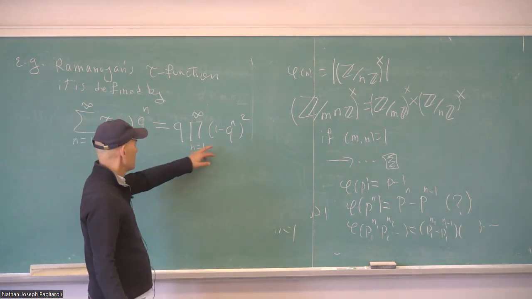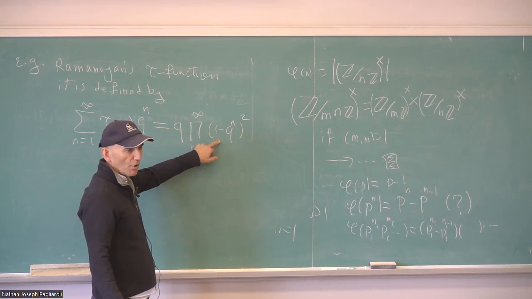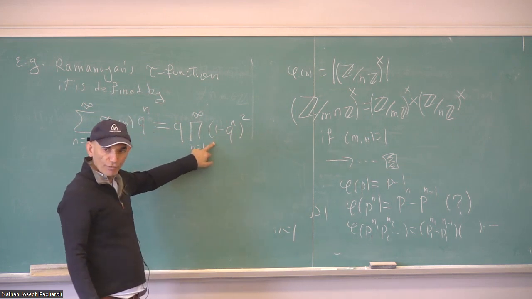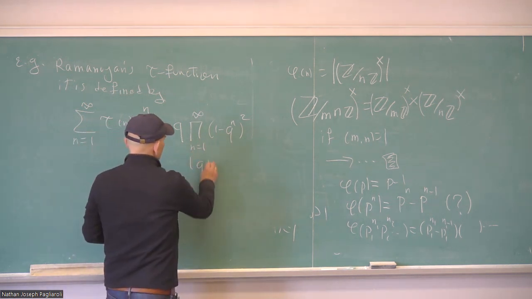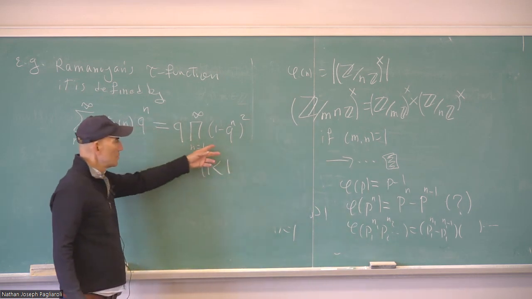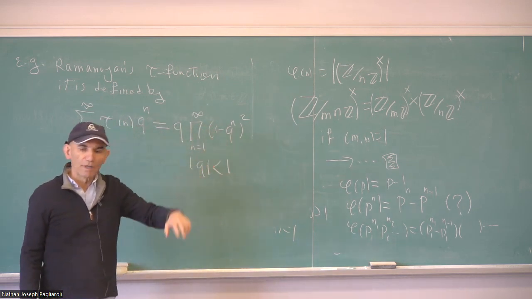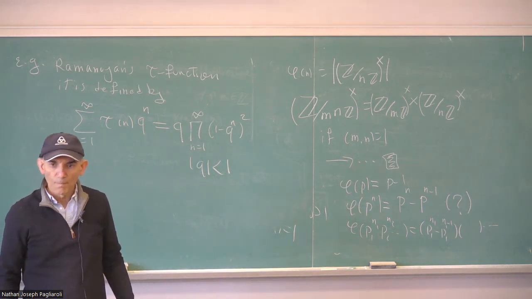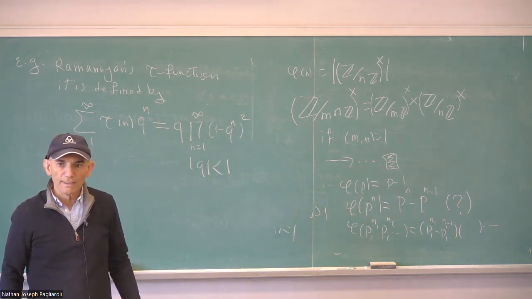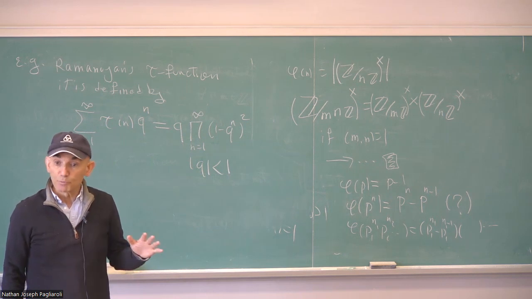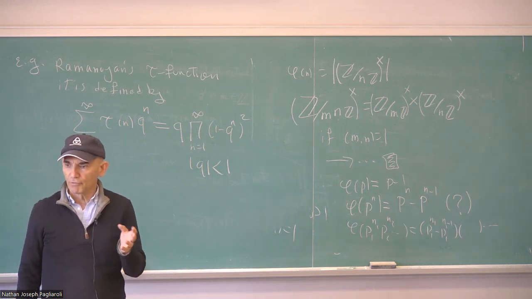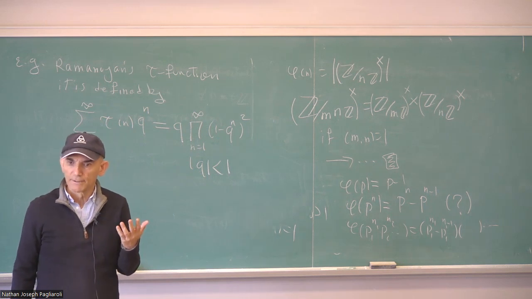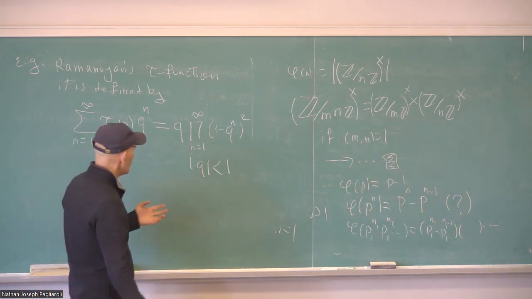First of all, this right-hand side is convergent for absolute value of q less than 1. You know why the right-hand side is convergent for absolute value of q less than 1? It is an infinite product, right? So you have to use the theory of infinite products. You better know some criterion for convergence of infinite products. That's important. And what is that?